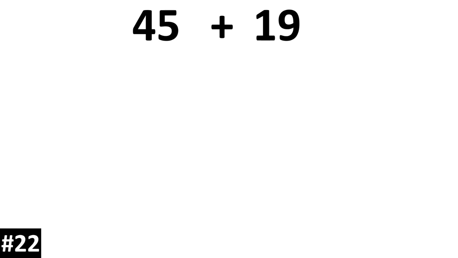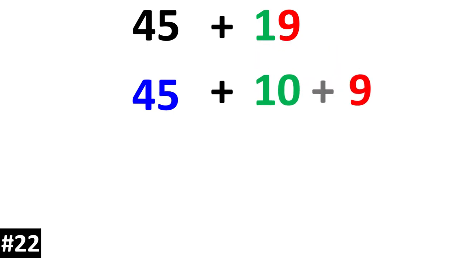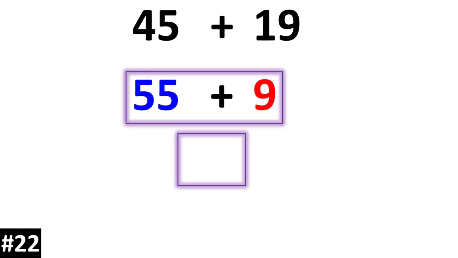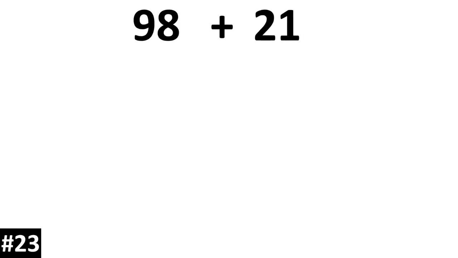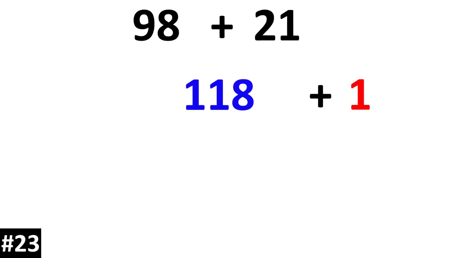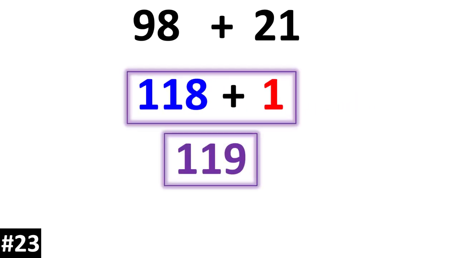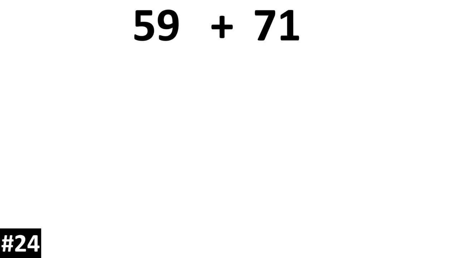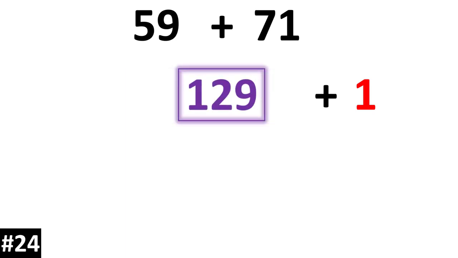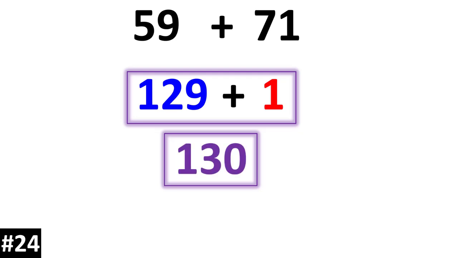45 plus 19. 45 plus 10 plus 9. 45 plus 10 is 55. We add the remaining 9 and we have 64. 98 plus 21. 98 plus 20 plus 1. 98 plus 20 is 118. Add the remaining 1 and we have 119. 59 plus 71. That's the same thing as 59 plus 70 plus 1. Add 59 and 70 and we get 129. When we add the 1, we have 130.